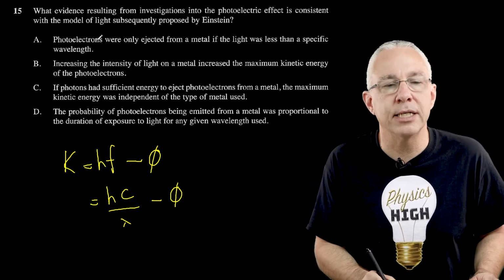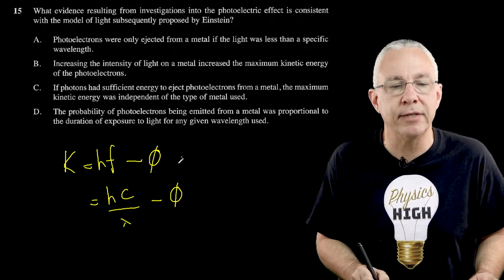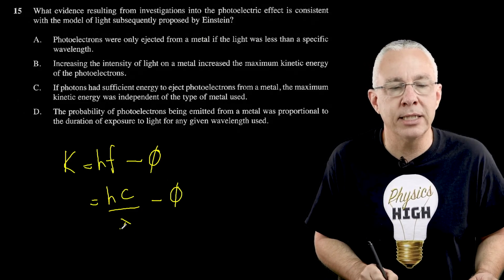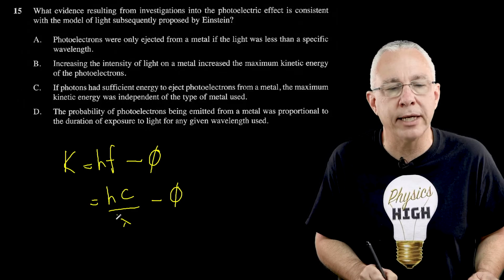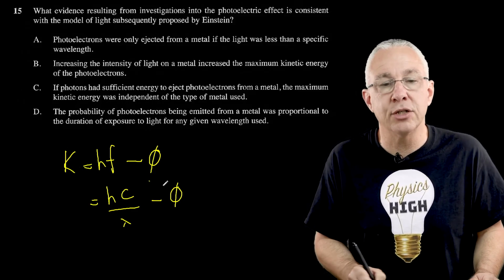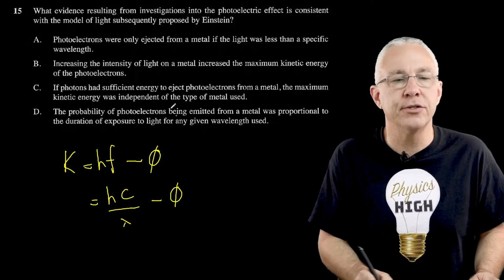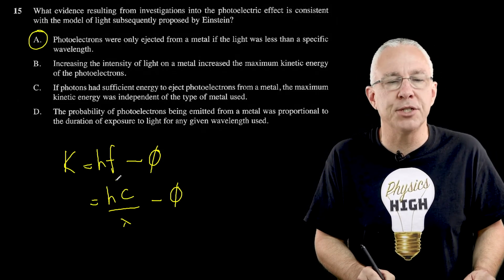The first part says photoelectrons were only ejected from a metal if the light was less than a specific wavelength. Well, in this case, we can see that the photoelectron kinetic energy is definitely determined by the wavelength, and the smaller the wavelength, the greater the kinetic energy, because the work function is constant. So A seems to be right, but let's look at the other responses.